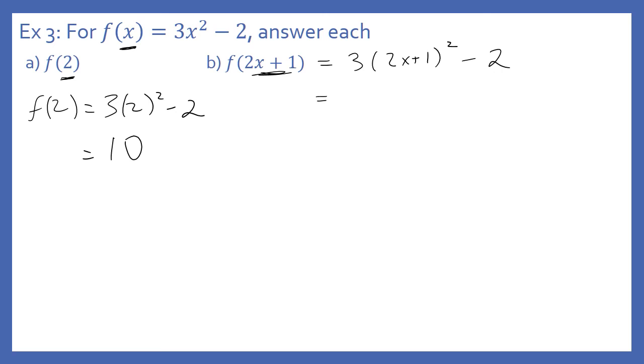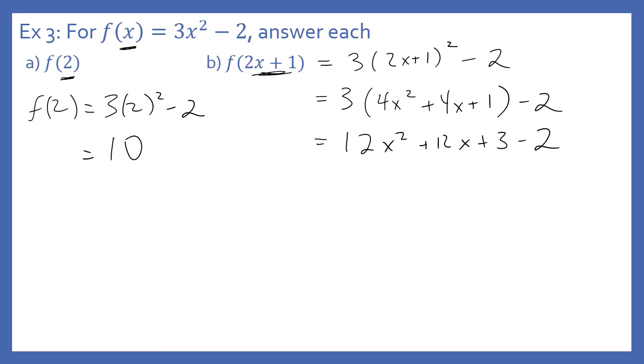I'm going to cut to the chase here. After you FOILed, or if you know the shortcut for expanding a perfect square binomial, then you should get 4x squared plus 4x plus 1. Now you can distribute that 3 in. 12x squared plus 12x plus 3 minus 2. And then last but not least, 12x squared plus 12x plus 1.